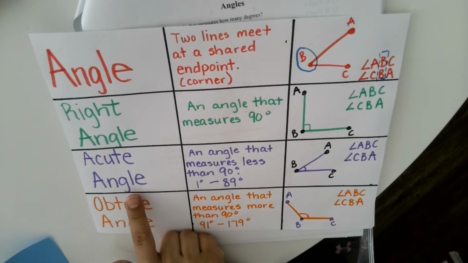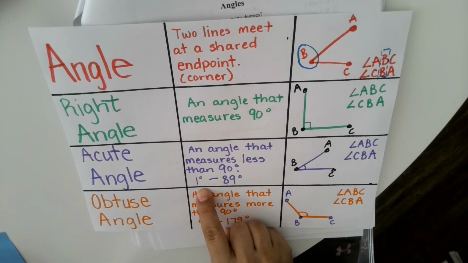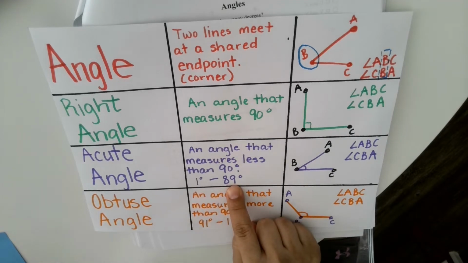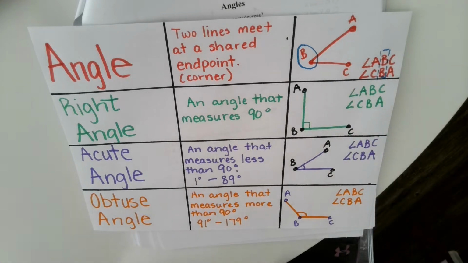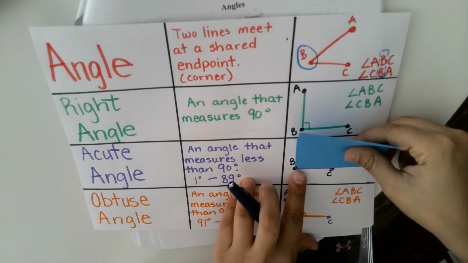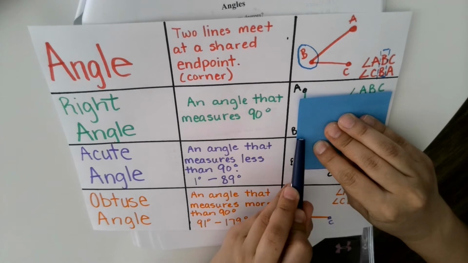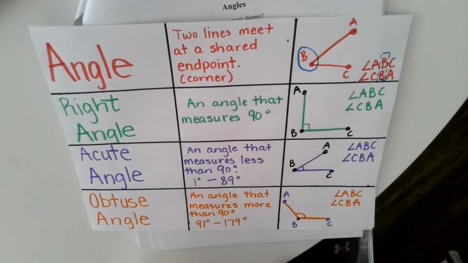All right. Next type of angle is acute, and that's an angle that measures less than 90. So it can be anywhere from an angle that measures 1 degree all the way to an angle that measures 89 degrees. And how do I know if it's acute or not? Well, you can always just put your paper down, right? If it were a 90-degree angle, my other line would have to be right along the side of the paper. It is smaller than that, therefore it has to be acute.